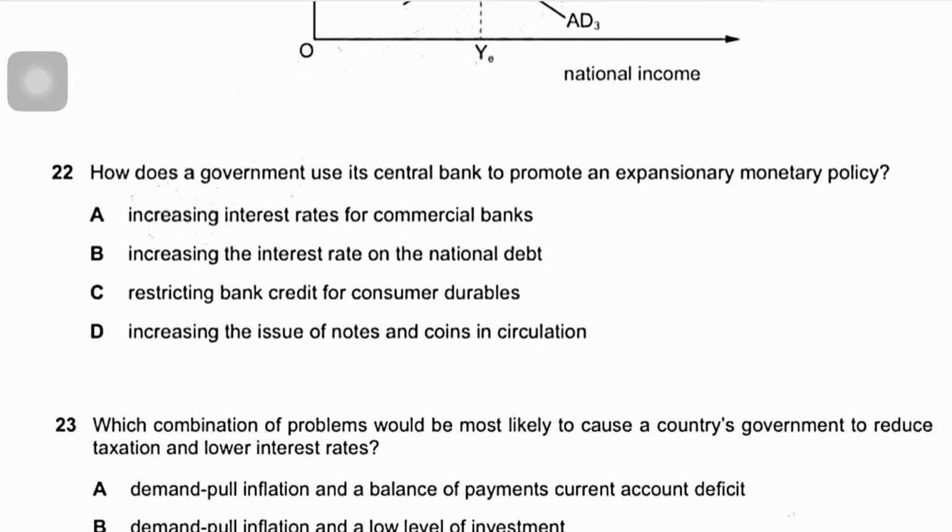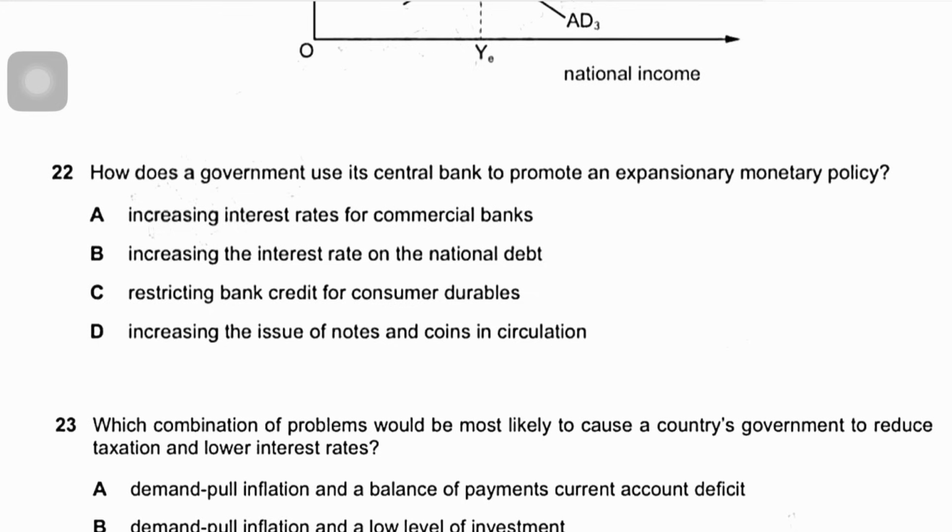And restricting bank credit for consumer durables, restricting bank credit just means reducing the credit availability or loans for consumers and firms. But it says consumer durables. So restricting bank credit would reduce the availability of loans basically for consumers. Thereby, this would contract economic activity. So it's a contractionary monetary policy. And so we are left with D, which is the correct answer.